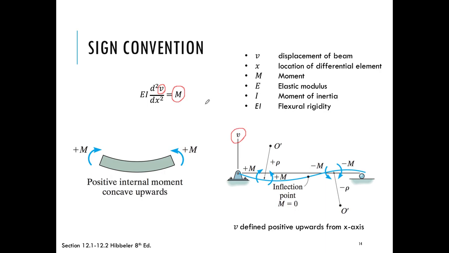Okay, so we will just keep this sign convention in mind for the moment curvature relationship as we begin our analysis. Now, if we look at our moment curvature equation, why it's important is because if we determine what the bending moment M in a beam is, then we can solve this differential equation to find what V would be. That is, we can find the deflected shape of the beam. And that's quite important for us, as we'll see shortly.